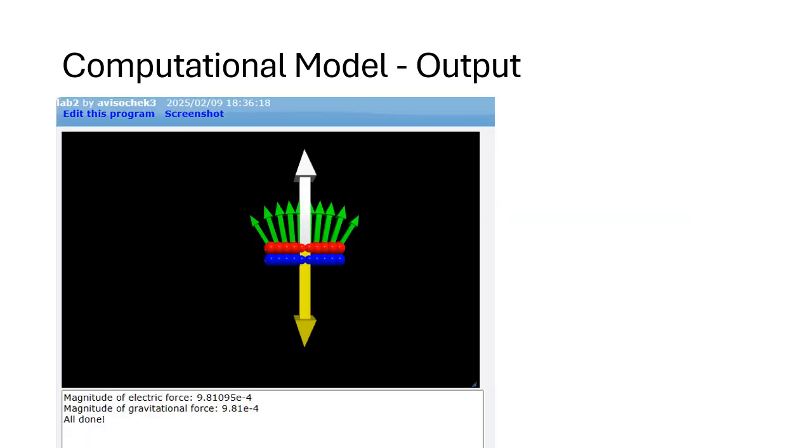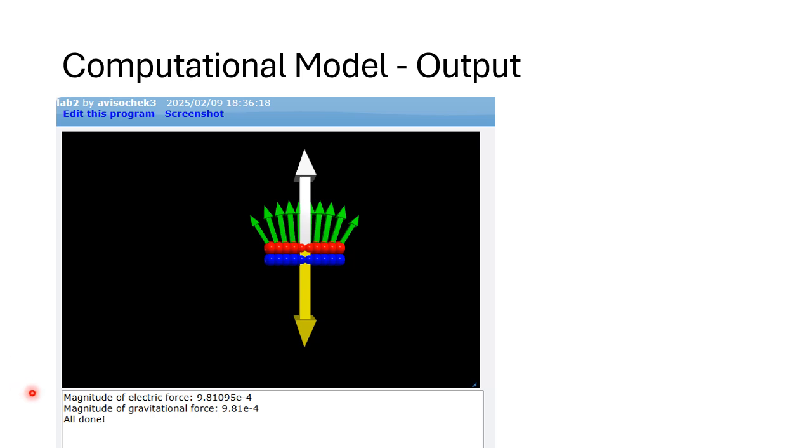This is the output of the computational model. The blue spheres represent the lower tape, the red spheres represent the upper tape. The yellow arrow represents the gravitational force on the upper tape. The white arrow represents the electric force on the upper tape. And each of the green arrows represents the electric force at different points along the upper tape.